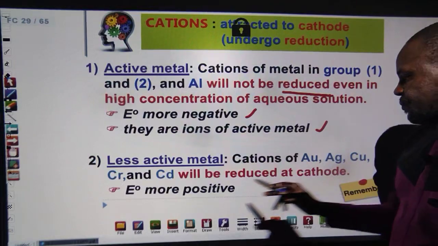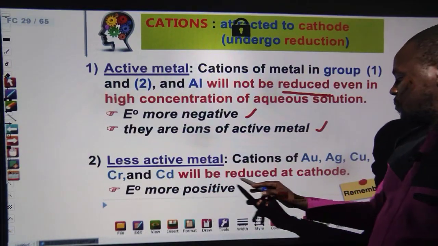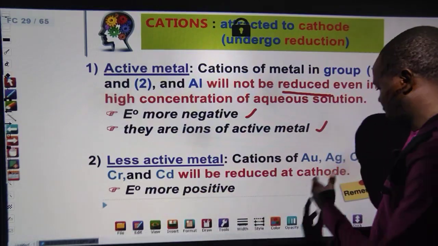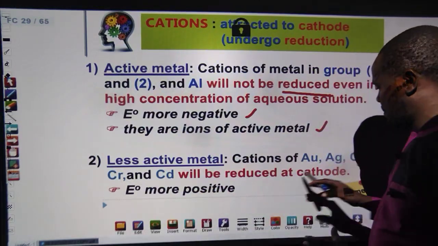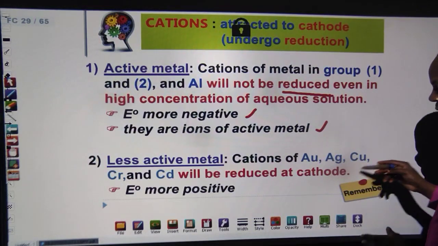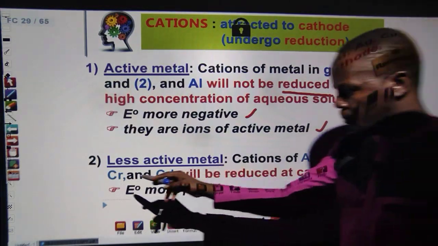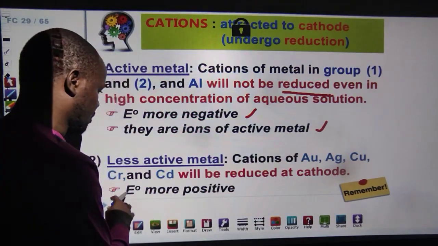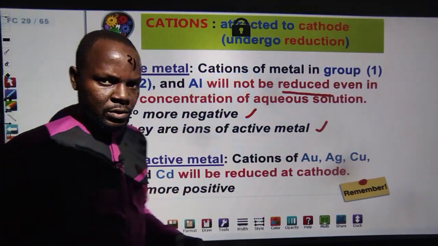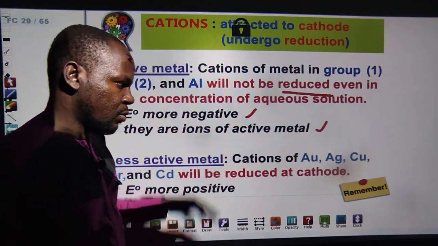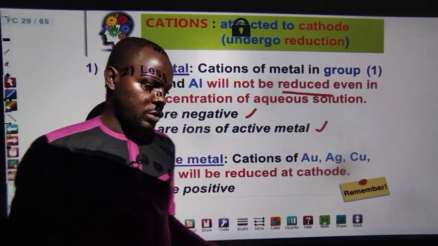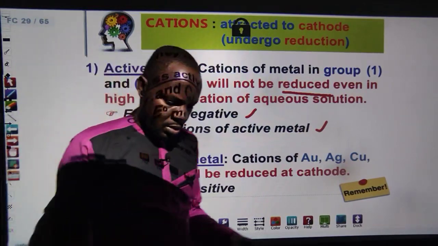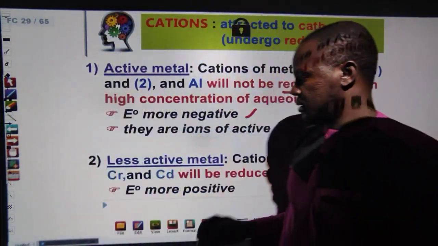For all these, you can see they will be reduced at the cathode because they have more positive value. So please keep this in mind. Gold, noble metal, silver, copper, we have chromium and cadmium. All these metals listed here are going to be reduced at the cathode. They are not going to be oxidized at the cathode. They always get reduced at the cathode because their E naught is more positive. Please note that.